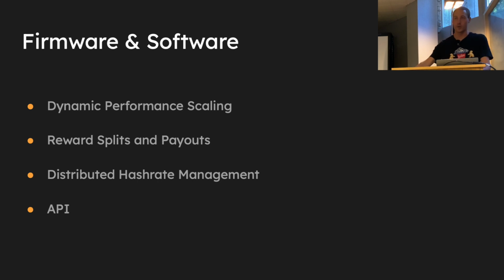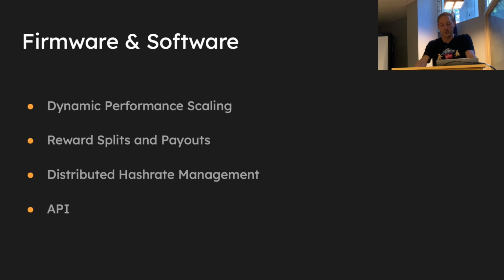What role does firmware and software play in heat reuse? So dynamic performance scaling is a big one here. I know Braiins does it. I think LuxOS does it as well. It's where I can set a target temperature, and then the machine will throttle and adjust voltages. Help me out here, David, if I'm messing something up. But it will optimally perform under that target temperature threshold. Yep.